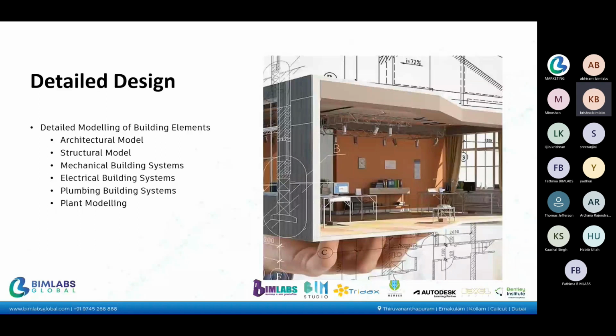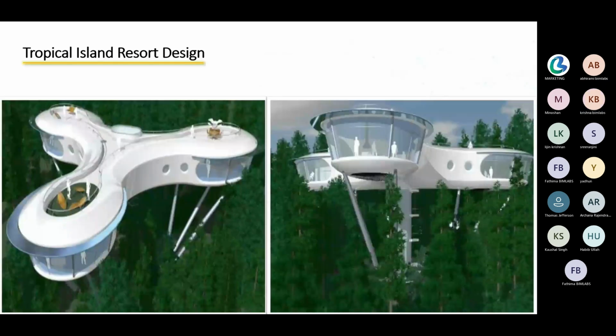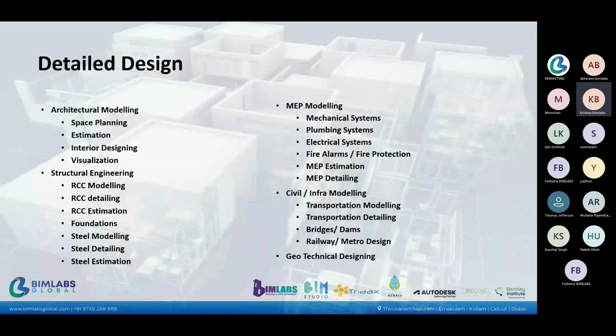Detailed designing means that while modeling itself, while selecting or drawing an element, whatever details regarding that element we have, we input them and do the model. Okay. That is detailed designing. We give the entire details and do the detailed design. This is just a picture of a tropical island resort design using BIM. So this is the detailed designing in architectural modeling.